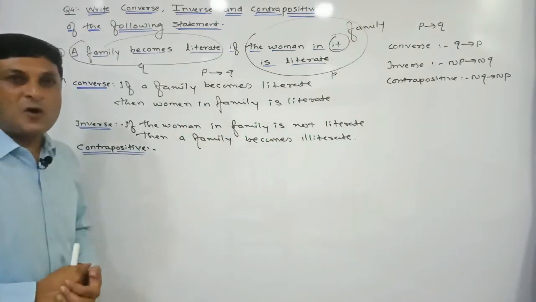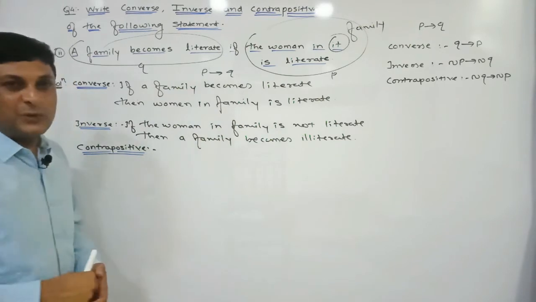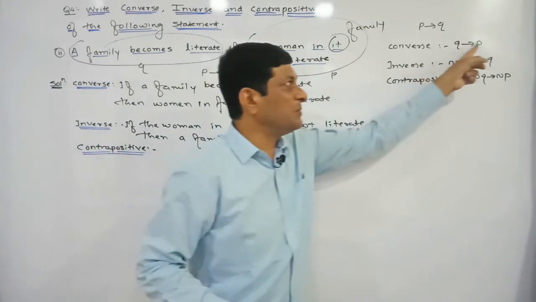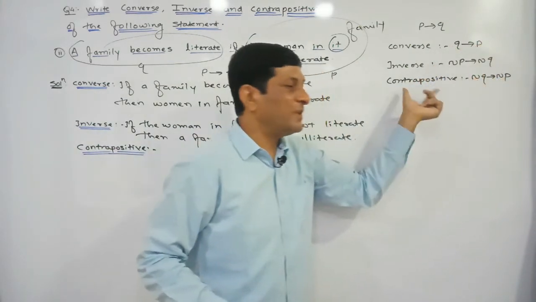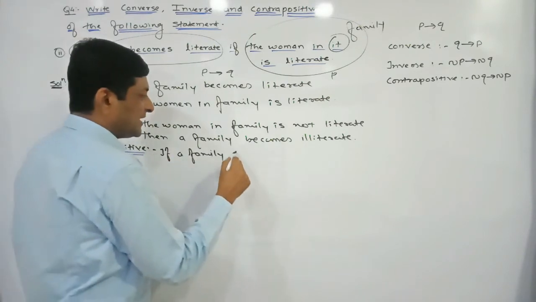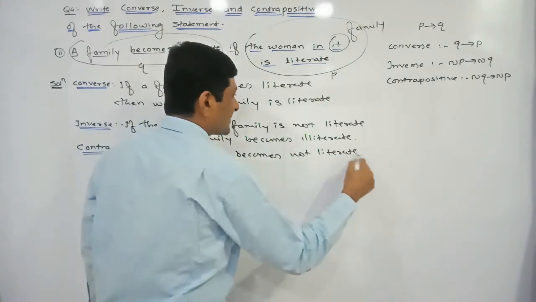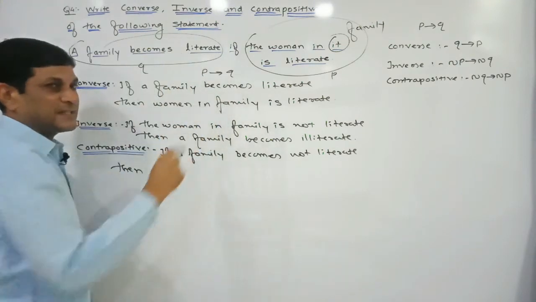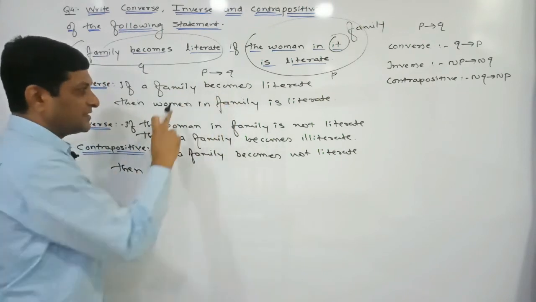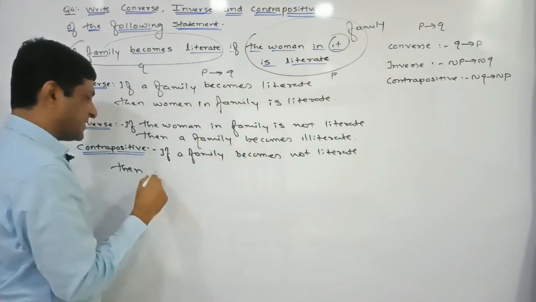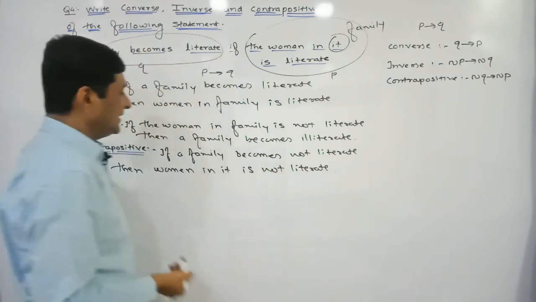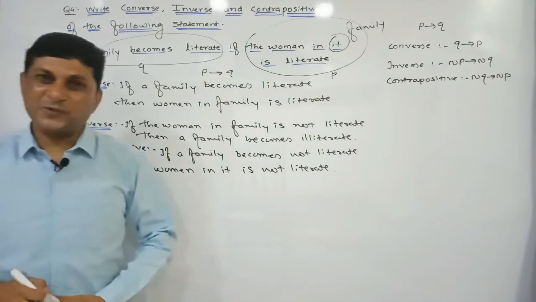Now we are finding contrapositive. Contrapositive means negation Q implies negation P. Converse means Q implies P. In both the parts, if we are using not, we will get contrapositive. So what we'll get here? If a family becomes not literate, then again use not in the second part. Women in family can be replaced by it also. Then women in it is not literate. In this way we have got converse, inverse and contrapositive of this statement.